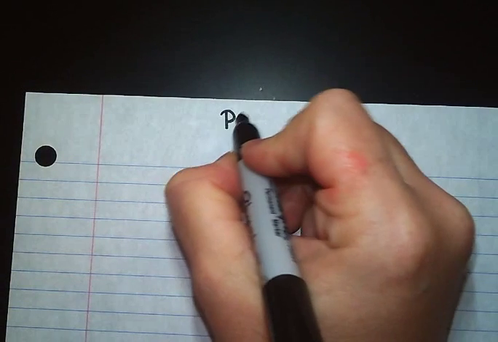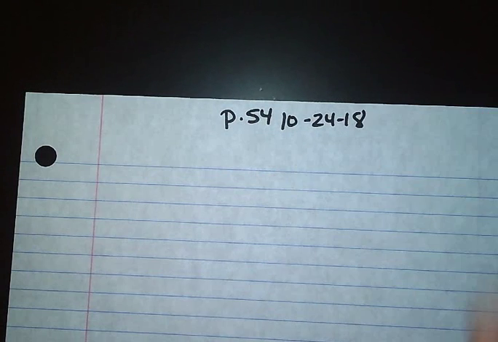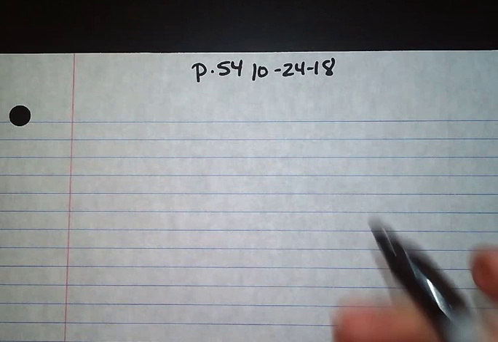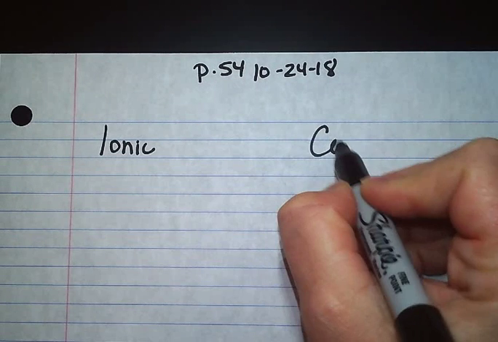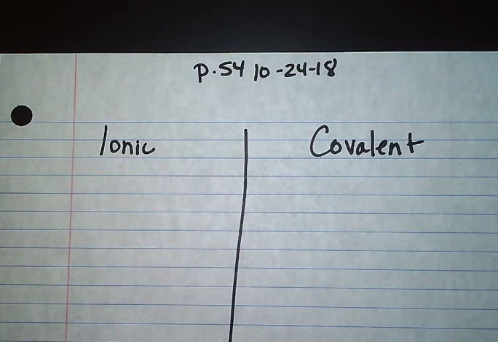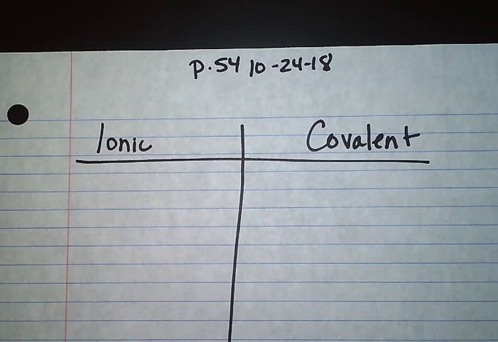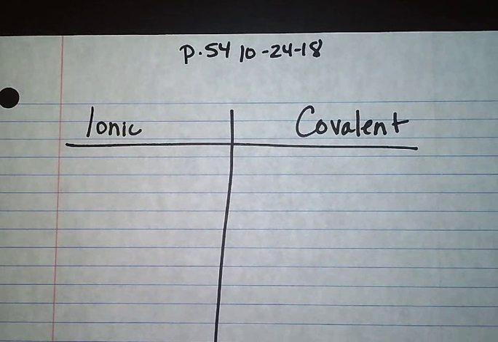Page 54 is where this goes in your notebook. And we talked about the differences in ionic and covalent. So we did a T-chart. And just looking at the basics, because whenever you're naming compounds, the very first question that you're going to ask yourself is, do I have an ionic or do I have a covalent compound? And you have to know the difference in those just by glancing at them.